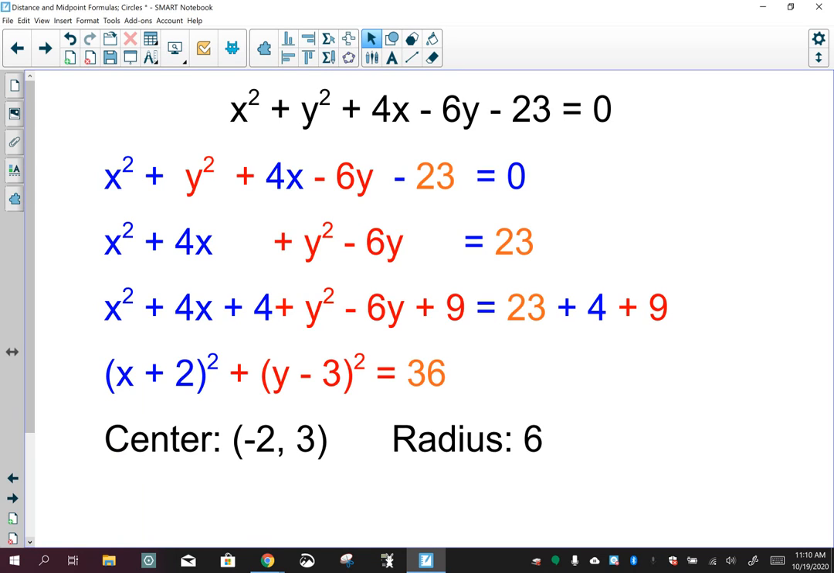All right. So just be aware when you're going through this, pay attention. That b divided by 2 is what should go here on both. And then your radius, don't forget to take the square root.